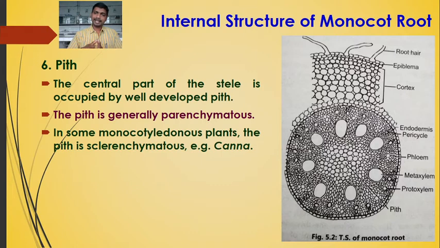Xylem strands are exarch, the same. Xylem is polyarch; many xylem strands are present, poly meaning many, and there is a well-developed pith. A parenchymatous conjunctive tissue is not seen between the xylem and phloem. Okay, so this is all about the internal structure of the dicot root and monocot root.